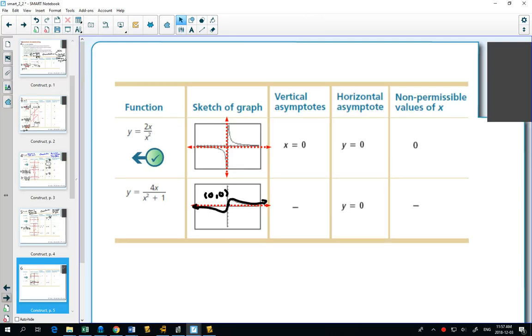So our job in the next part of this unit is going to learn how do we graph all of these without a calculator and show the characteristics.